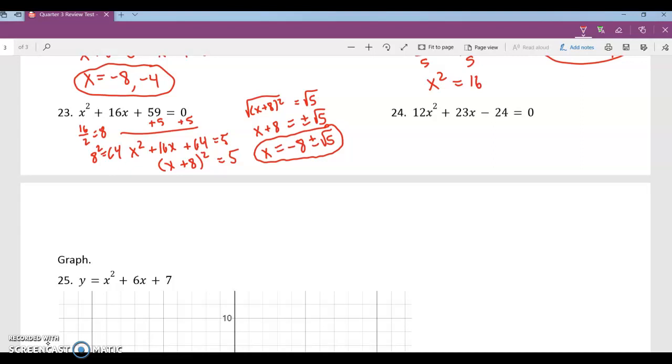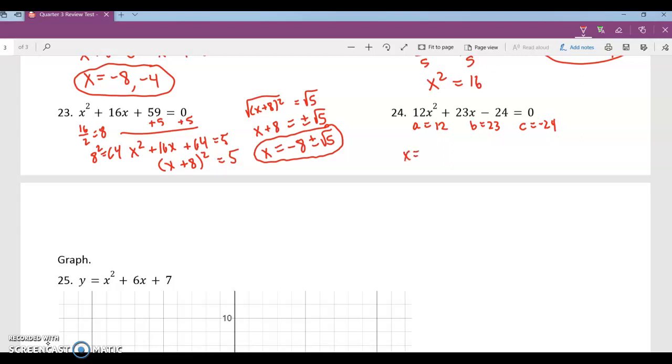Okay, 24. I can't use the square root method. I might be able to factor this, but I'm not real enthusiastic about trying to factor this mess. So maybe I'll use the quadratic formula. It's equal to 0. I'm just going to pick off the coefficients. A is 12, B is 23, C is negative 24. Some big numbers, but you're going to have a calculator, so it shouldn't be too much of a problem.